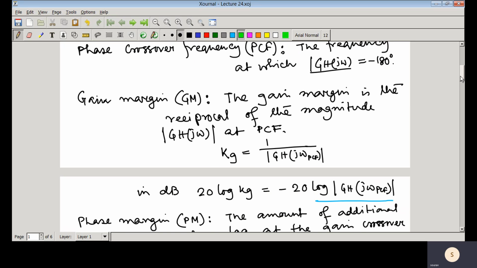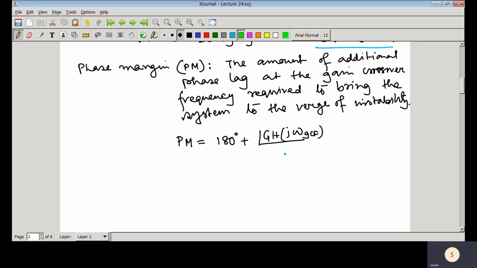So if it is minus 135 degrees, you can see it here. So 180 minus 135, that is 45 degrees. So if you add 45 degrees more, then that point would come to that critical point. That means it would be on the verge of instability. And this particular angle, 45 degrees, in this case, is that phase margin.